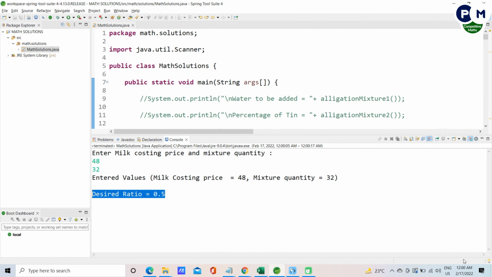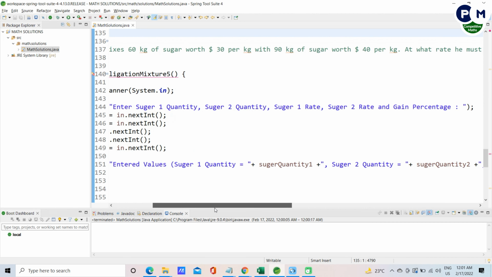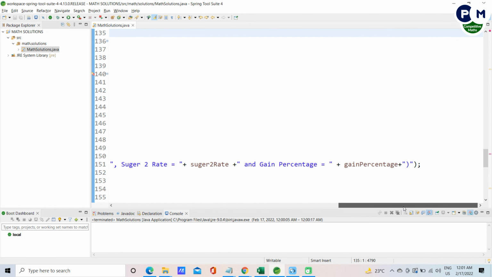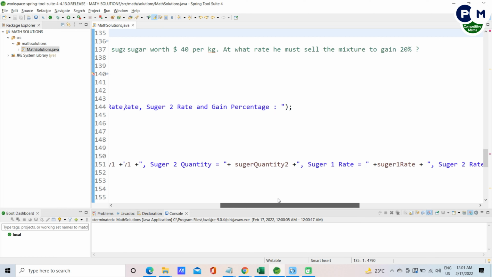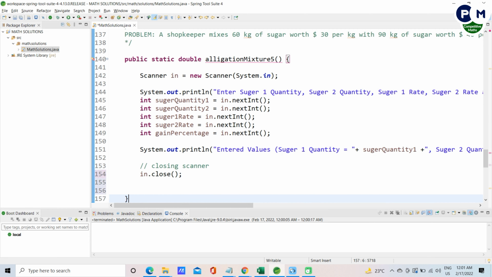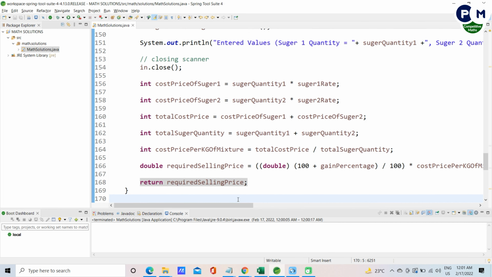Here is the problem statement. I am going to define a new method for determining the required selling price for earlier solved problem 2. I have used the Scanner class's object for reading the input values from the console. Next, the nextInt method reads the integer values one by one from the console. I have closed the Scanner object by calling the close method to avoid excessive memory usage and to improve the application's performance.